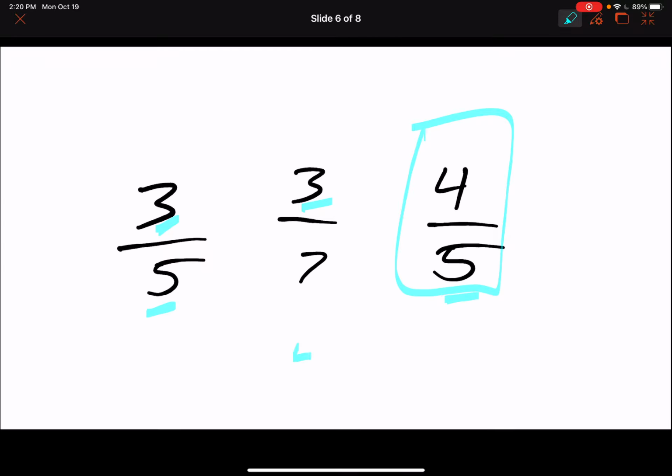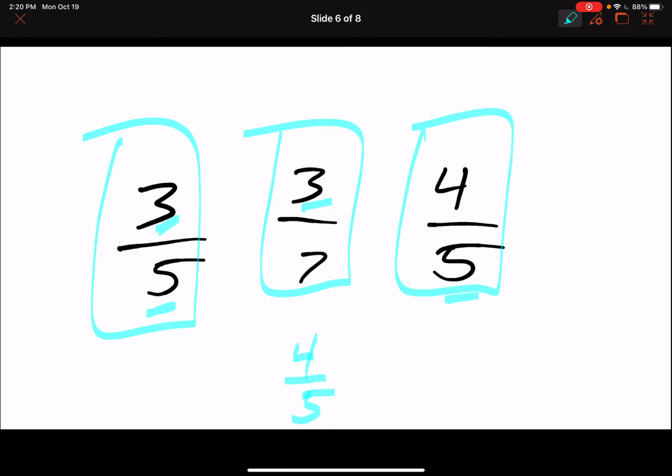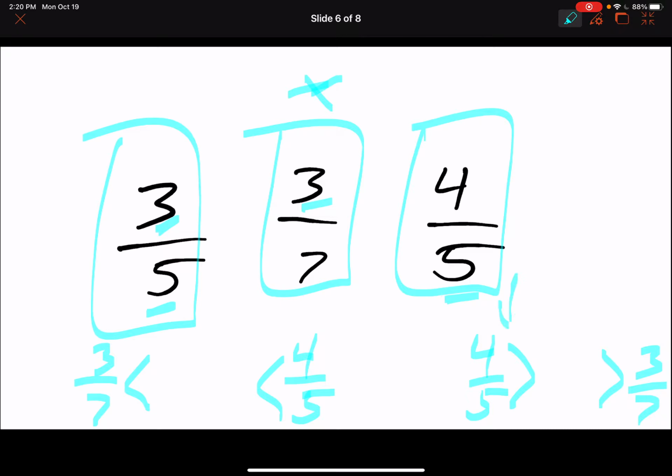So I'm just going to write this in the middle because I don't know yet where 3/7 is going to fit. Okay, but if I look at 3/7 and I compare to 3/5, 3/7 is smaller than 3/5, so I know that it'll be over here, right? Or if you wrote it the other way, you could say 4/5 is the biggest and put 3/7 over here, as long as you know you have to change these signs. And then 3/5 goes in the middle.